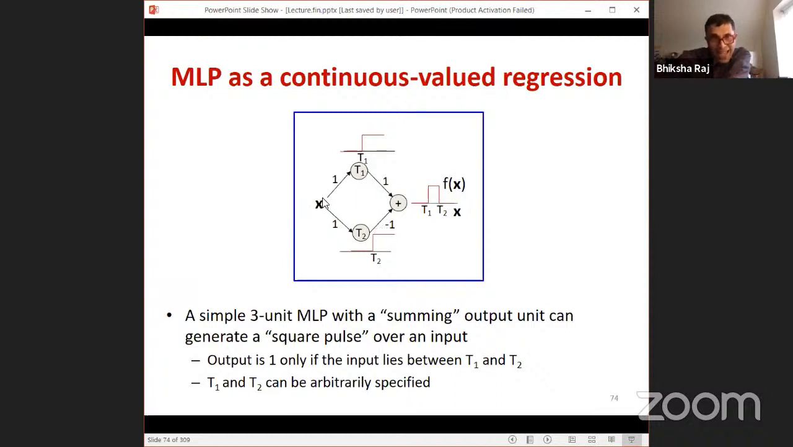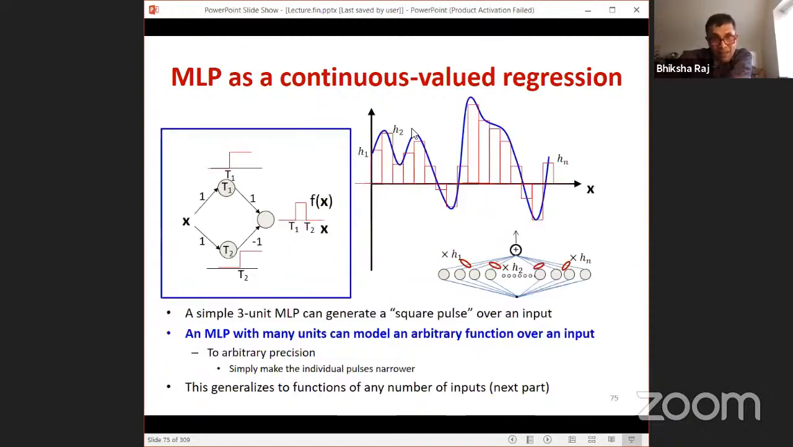So as X increases, when it's greater than T1 but less than T2, only this guy will fire and the output becomes 1. When X exceeds T2, this guy will also fire. The two will cancel each other out and the output goes back to 0. So this is going to produce this pulse shaped function. But once I can produce a single pulse, I can model any odd function. All I need to do is to aggregate a whole collection of these pairs, where each one gives you one little pulse, and I can scale their outputs by the appropriate height, and I can approximate this continuous valued function using this collection of step functions.